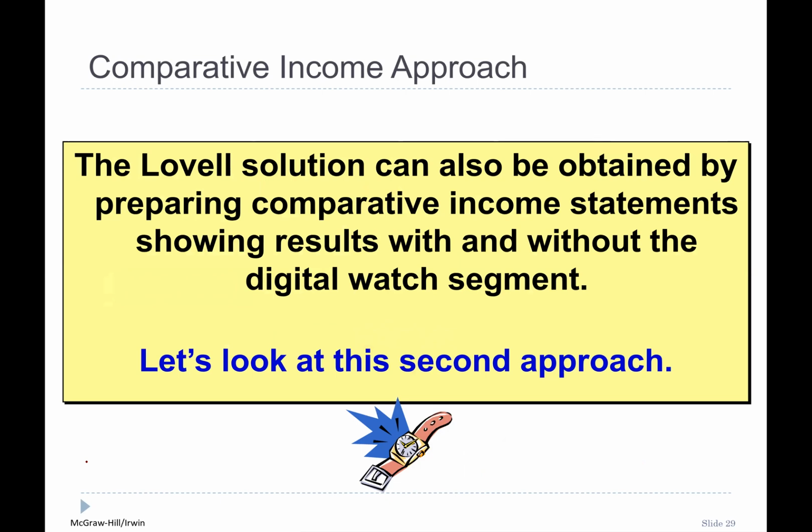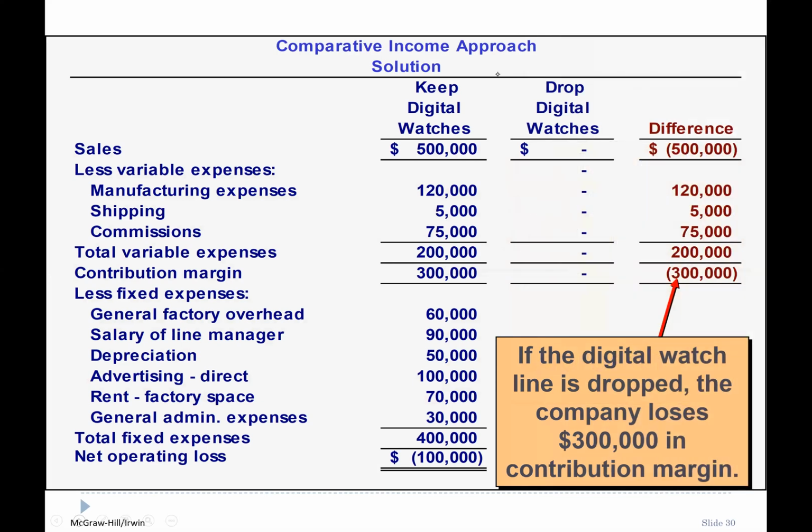Now, this Lowell situation can also be solved by another method, the differential method, which is with and without the digital watch segment. Let's talk about that. We have two approaches: keep that or drop that. So sales, we will be dropping out. Here we go. The difference is 500,000. Manufacturing expenses, we are going to save them, so that's a positive number. Commission 5,000.